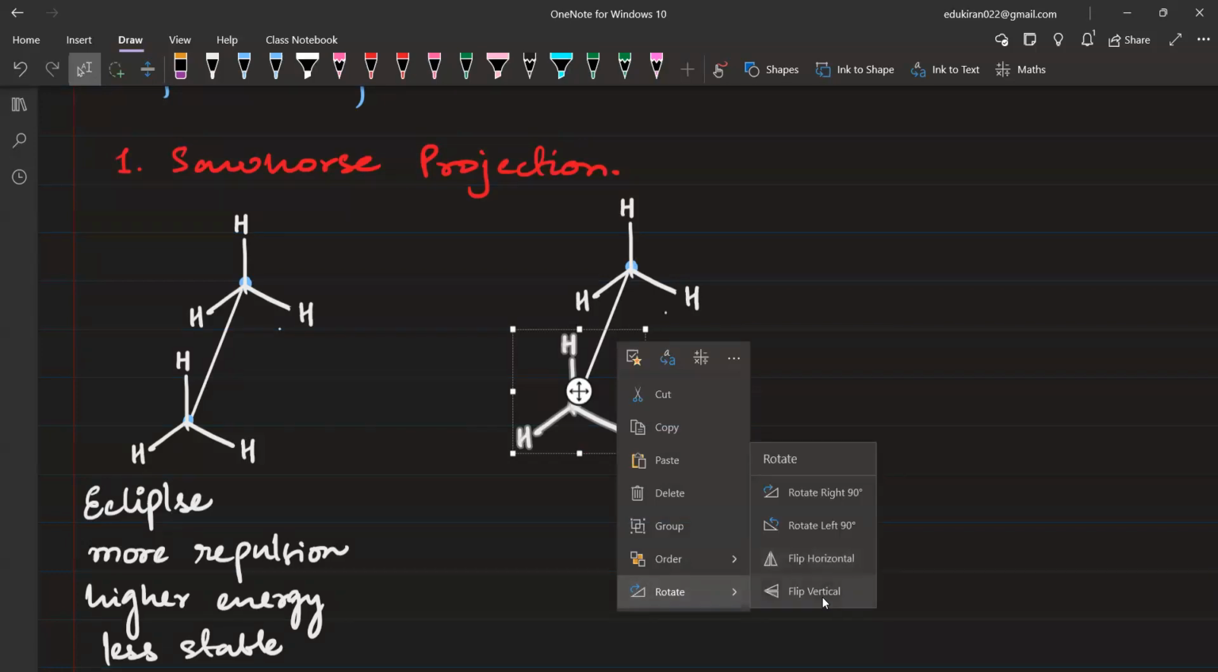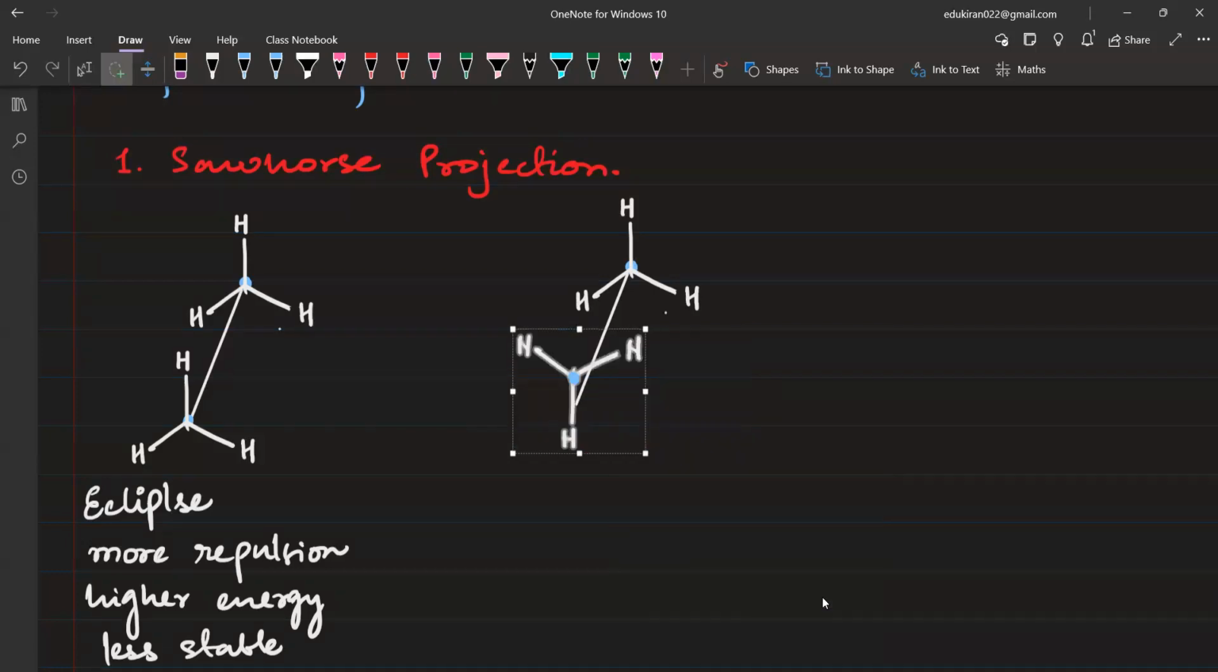Rotate, flip vertical. Fine. So they are like this, completely flipped. Now the hydrogens are far apart from each other. And this configuration is known as staggered configuration.